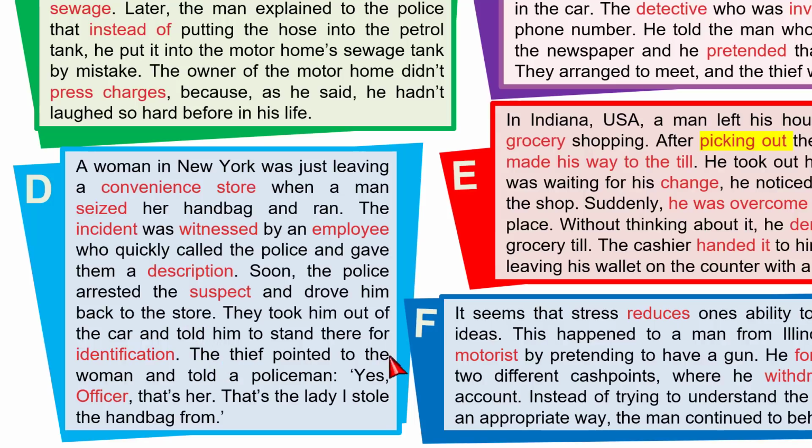The thief pointed to the woman and told the policeman, "Yes, officer." Officer is a policeman, someone who works for the police. "That's her. That's the lady I stole the handbag from." He is stupid. He was supposed to shut up, and the woman was supposed to be the one who says if he is the criminal or not.